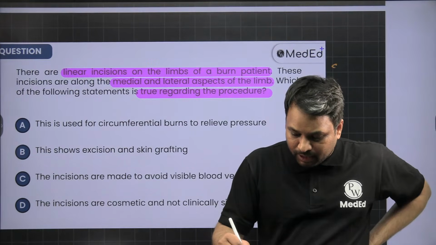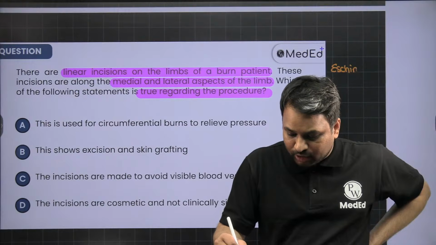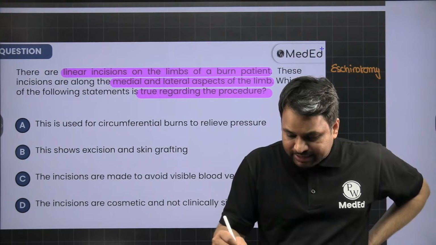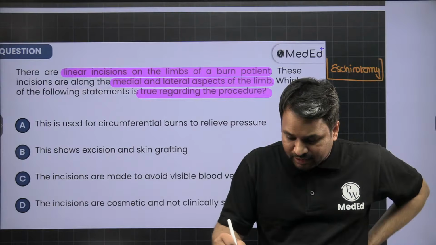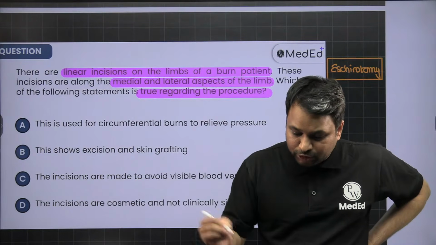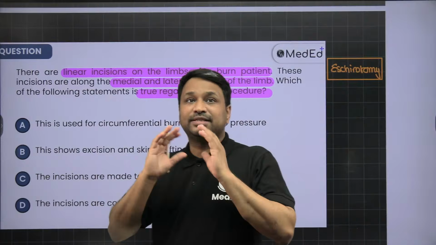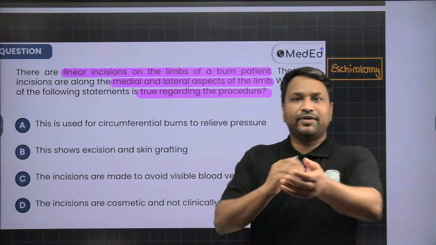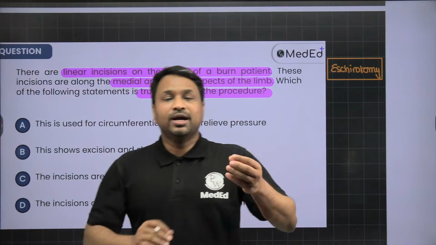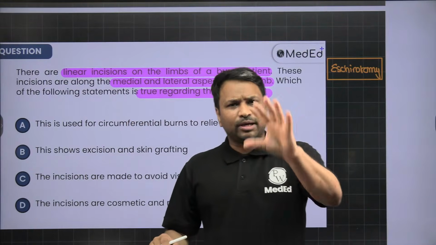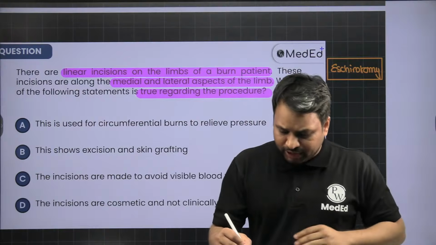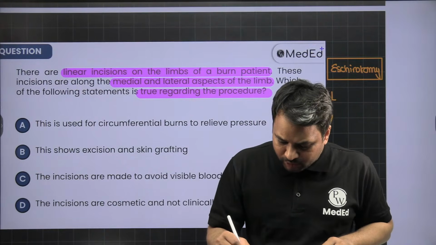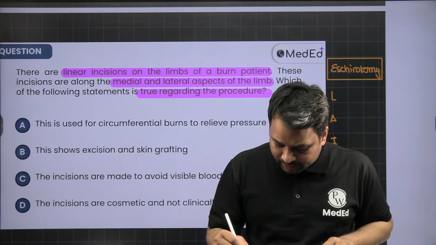We are talking about escharotomy. Now, this is basically to prevent compartment syndrome due to wound contracture, especially if there are circumferential burns. Escharotomy is a procedure where you give releasing incisions. I hope everybody knows the mnemonic for escharotomy. The mnemonic is what we call LAID, right?